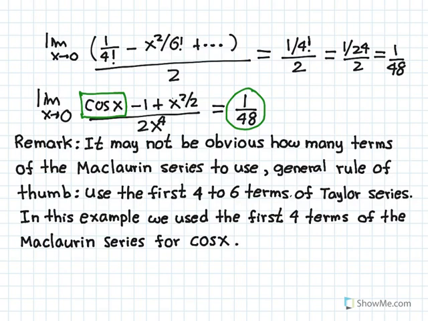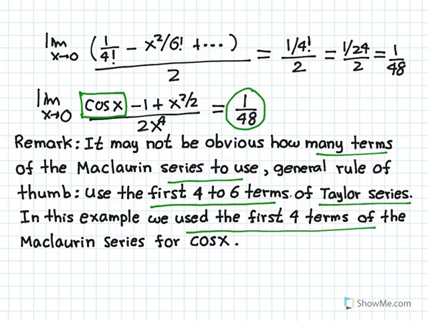So it may not be clear how many terms of the Maclaurin series to use. A general rule of thumb is to use the first 4 to 6 terms of the Taylor series. In this example, we used the first 4 terms of the Maclaurin series for cosine x. We substituted them, and then we were able to evaluate the limit by using just some factoring and some algebra.